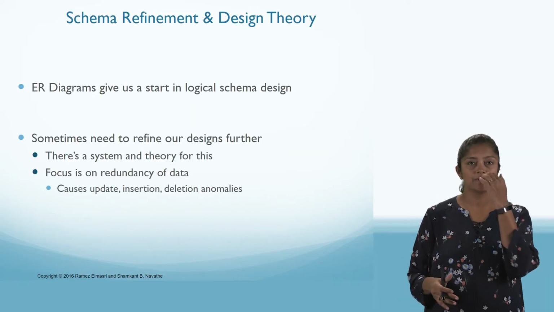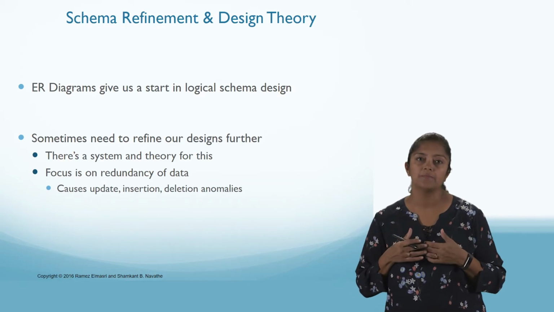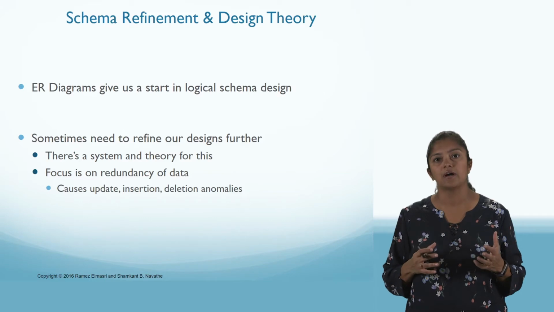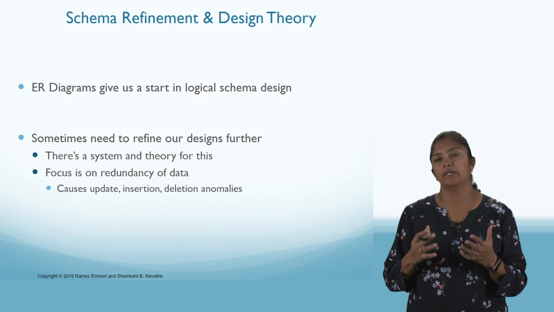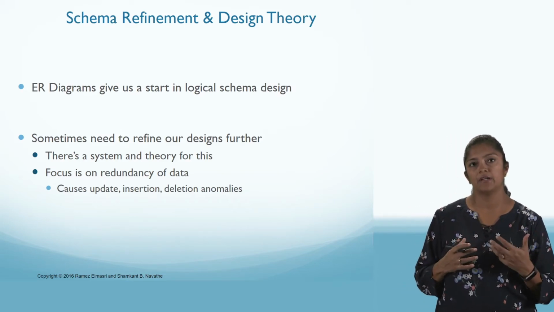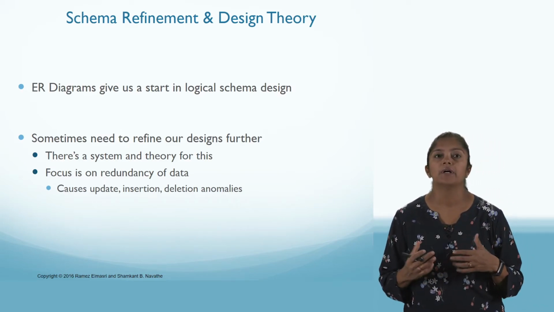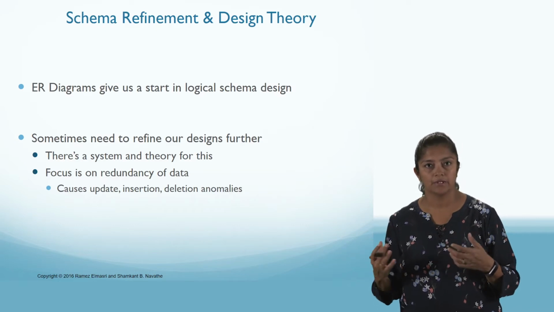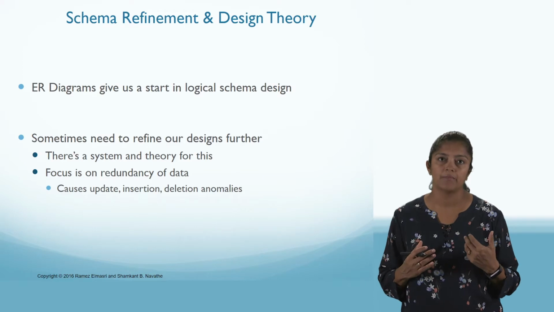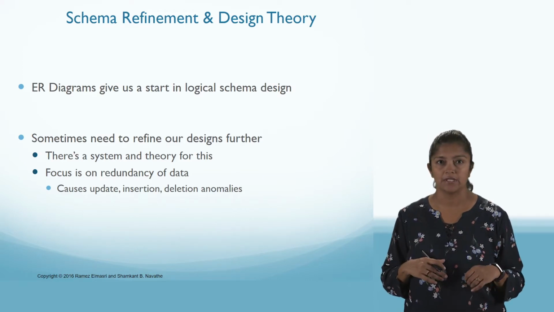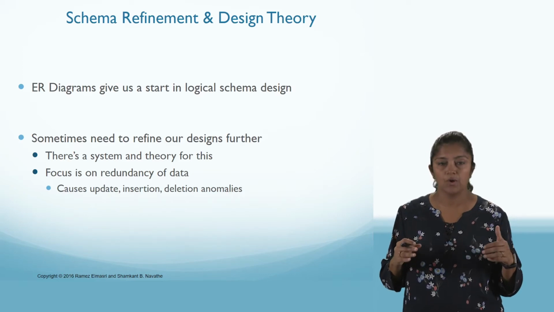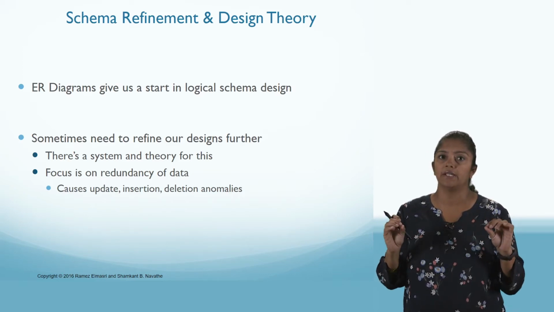In the previous videos, we saw how we can use ER diagrams to model a given data problem, and that's a good start to begin thinking about the logical schema design. Then from there, we can take our ER diagrams and convert them into a relational model and then into a relational database. But before we convert it into a relational database, often schema refinement is needed. We need to refine our designs further to make sure that the design is good.